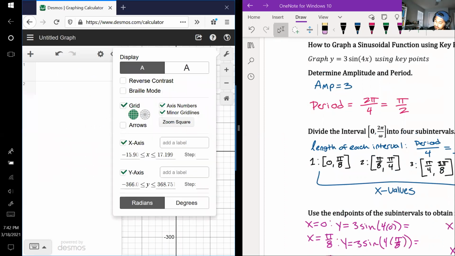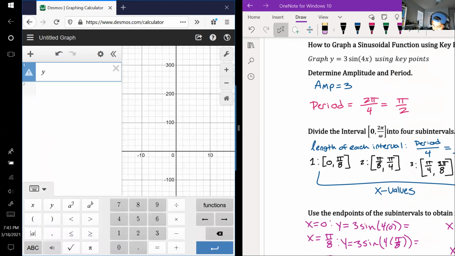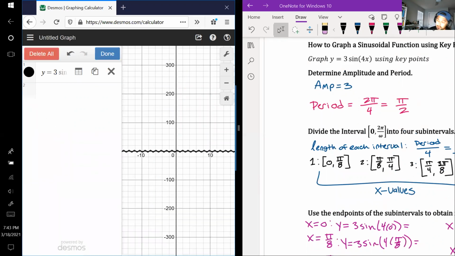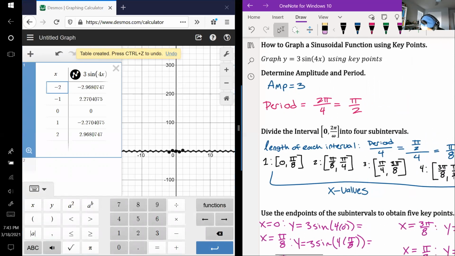Okay, first off, make sure your calculator's in radians because we're only plugging in radian angles. And I'm going to type in our function. Y equals 3 times the sine of 4x. And then I'm going to use that table feature. Click that little gear icon above and click the table. And let's go ahead and type all these values in.